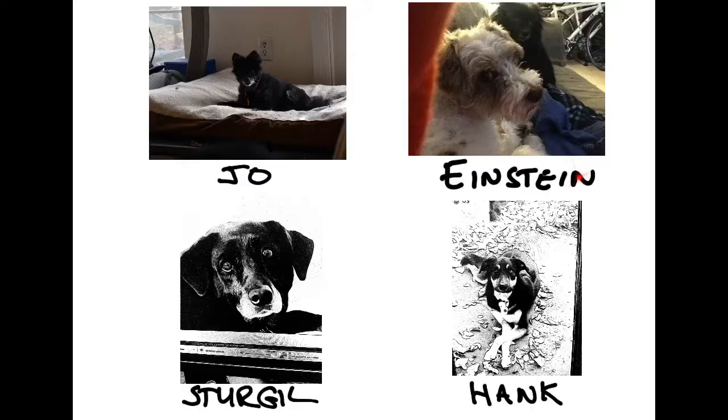Then later on, Einstein joins, kind of a high-pitched bark. Sturgill came in towards the end, a much deeper bark. Hank, I don't think barked, and he was outside anyway, but if he barked, you would have heard it for sure. You wouldn't have heard me. But anyway, those are the characters. I'm thinking that you're going to have to get used to hearing them for the rest of the semester.